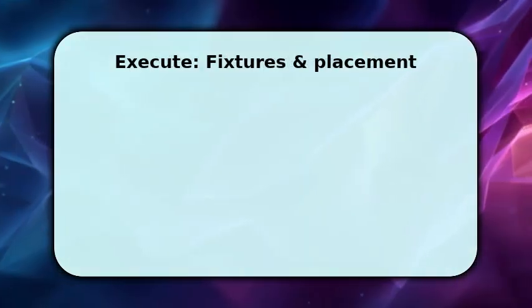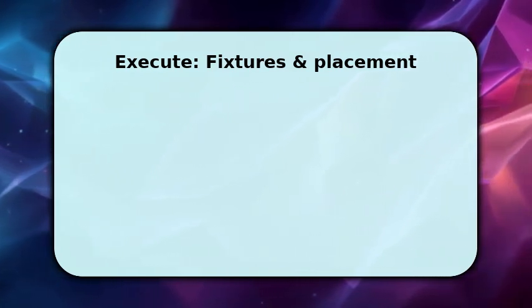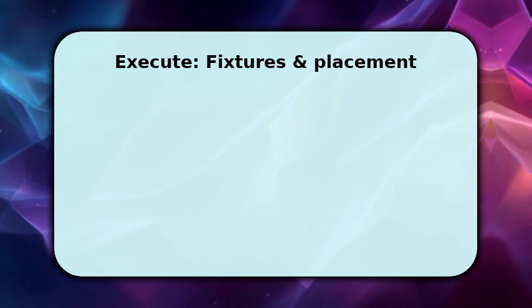You install fixtures to match the plan. Start with ambient lighting using dimmable overheads or wall washes that supply 60-80% of your lumen budget. That creates a base you can shape.